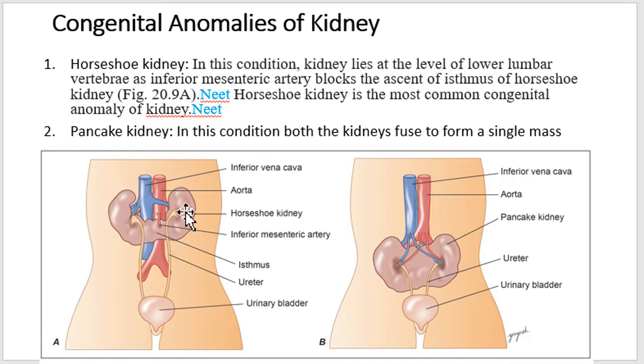When there is fusion, the kidney lies at a lower level than normal. It does not ascend upward beyond the inferior mesenteric artery.